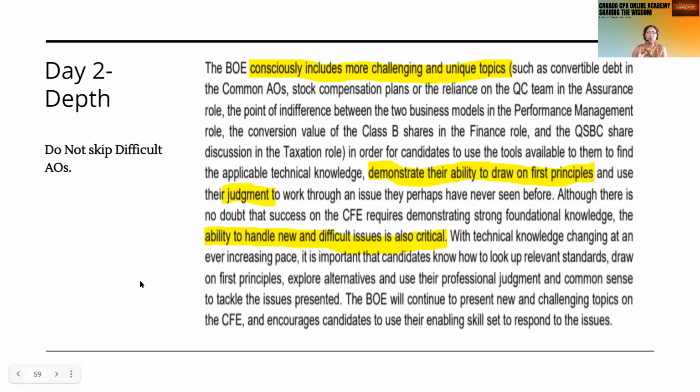Next point. Now you will say that I'm saying something contradictory, but no. Remember that when I'm saying focus on the repetitive AOs, I'm not saying skip the difficult AOs. Do not skip the difficult or challenging AOs. There are a couple of points here. Now, this is again an extract from the Board of Examiners report. See what the board is saying. BOE consciously includes more challenging and unique topics such as convertible debt. It was asked in September 2020.